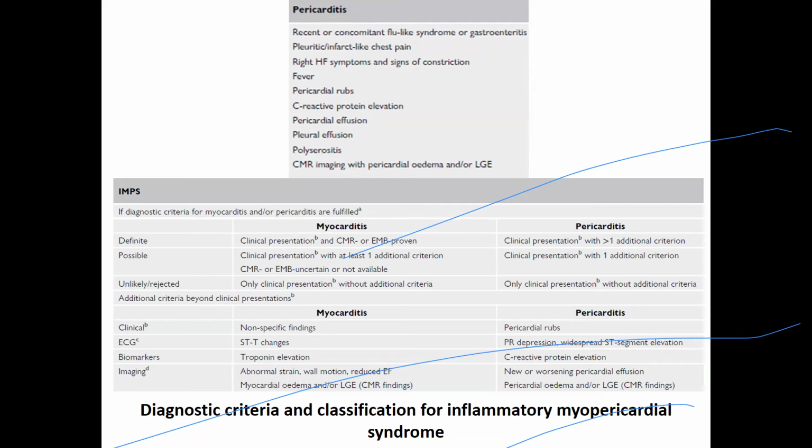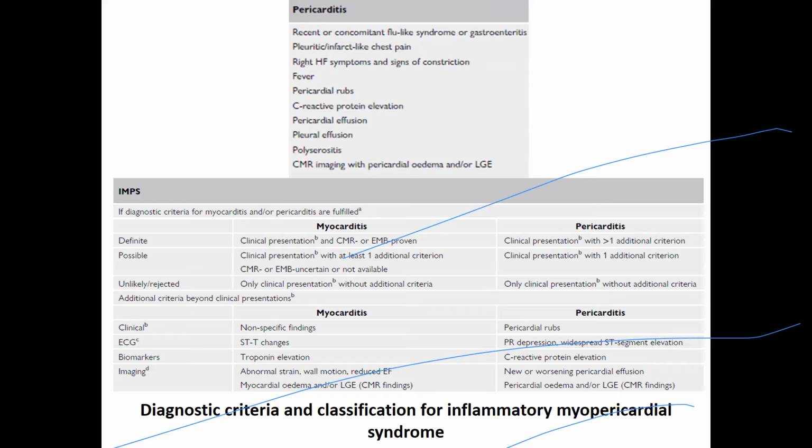Thank you. If there's pericardial rub on clinical examination, if there's pericardial effusion on echocardiography, if there's pleural effusion, because usually they present with a polyserositis kind of presentation, and if MRI imaging, for example, showed any edema or enhancement. These are the things that make you suspect pericarditis. It's mainly the flu-like symptoms, the chest pain, the fever, high inflammatory markers.